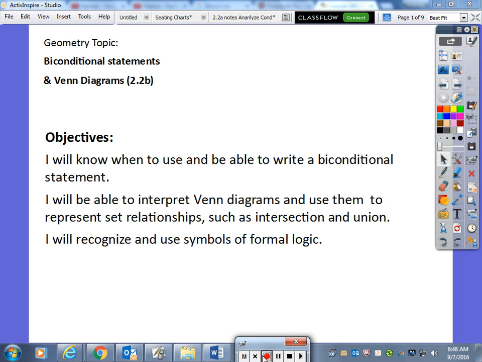Our objectives for today are: I will know when to use and be able to write a biconditional statement, and I will be able to interpret Venn diagrams and use them to represent set relationships such as intersection and union, and I will recognize and use symbols of formal logic.